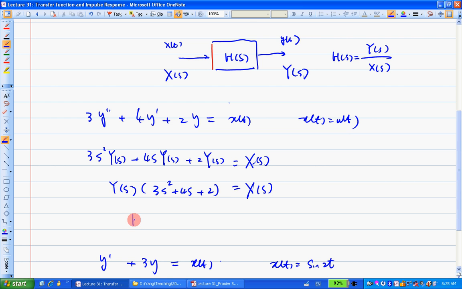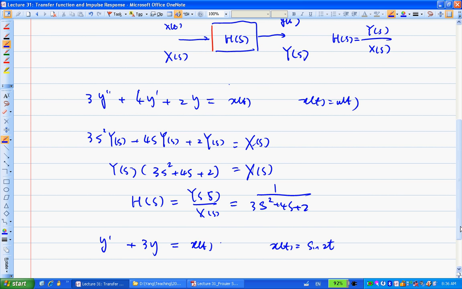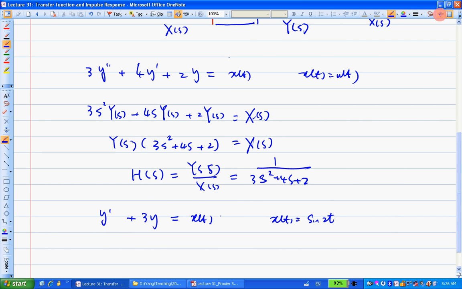Okay. So what's my Laplace, what's my transfer function? It's Y(s) over X(s), in this case, which is 1 over this, right? It's this, okay? So you see that I really don't need to put this u(t) over here. So if you're looking for the transfer function, that's what you do.